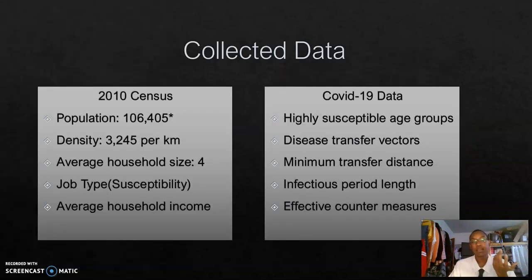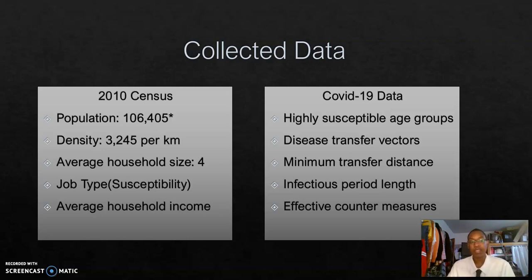So the data I collected in creating my model: I was going to be using the COVID-19 virus and pandemic, because it is the most recent virus that exists, and it's a current problem, so that also gives me an incentive to try and create this model. The data I collected came from the 2010 census, which I know there is a census taking place this year, but the data I have was based on that census.